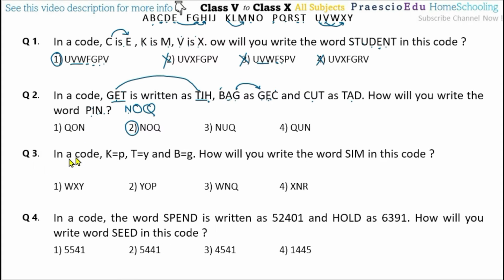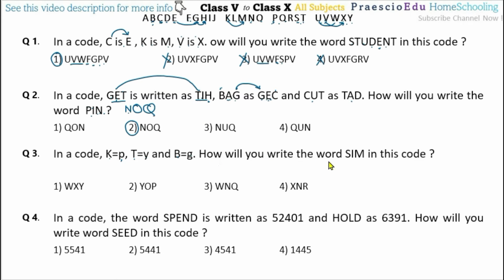Now question number 3. In a code, K is equal to P. Now K is equal to P, so 1, 2, 3, 4, meaning the fifth letter. T is equal to Y, meaning 1, 2, 3, 4 and 5, the fifth letter. Like this. B is equal to G. B and the G, here also there are 4 letters in between.